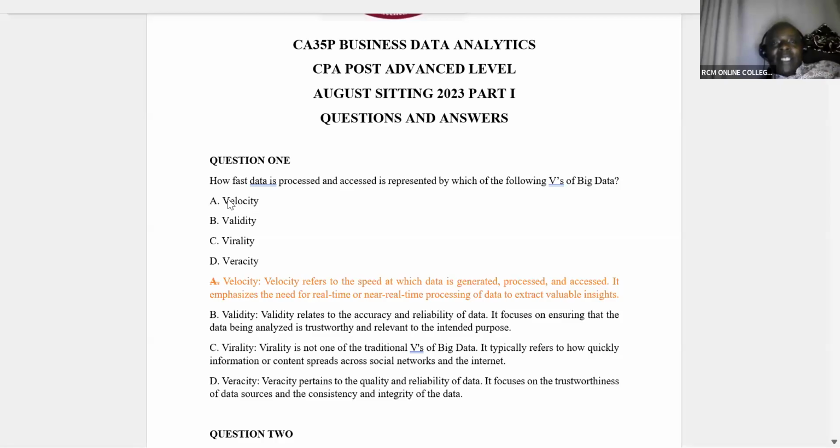So here we are. Question number 1: how fast data is processed and accessed is represented by which of the following V's of big data? Ladies and gentlemen, if you remember from high school, velocity has got everything to do with speed. So whenever we talk of speed, how fast data can be accessed, processed, we always talk about what here? Speed, which is velocity.